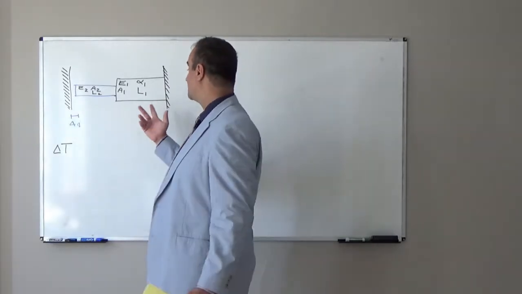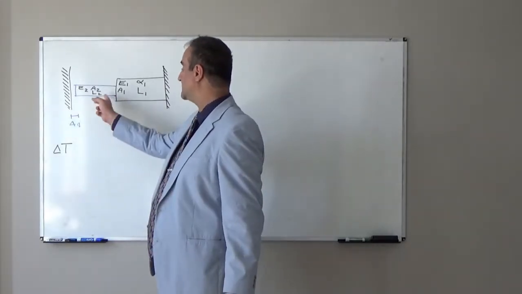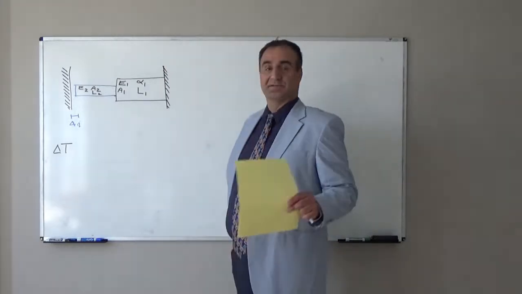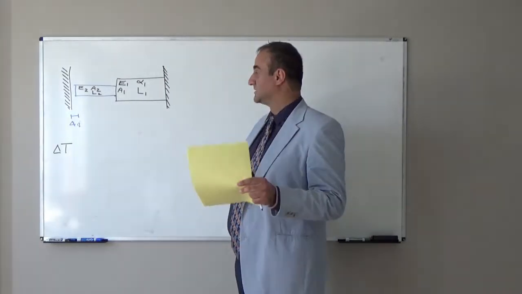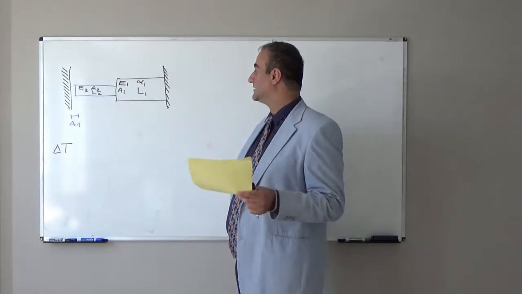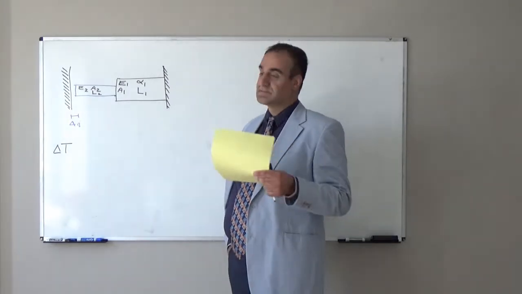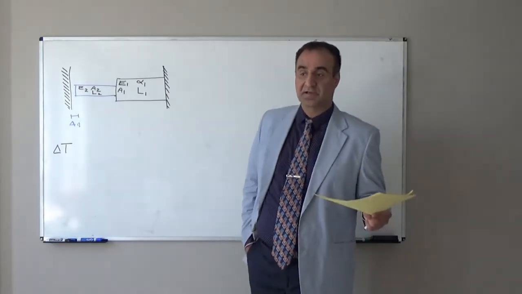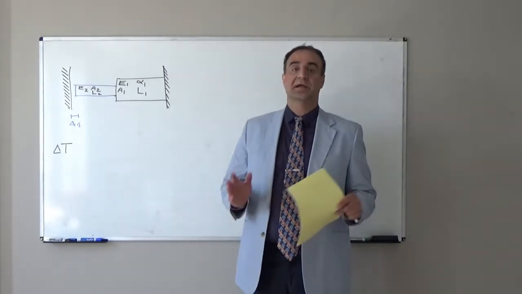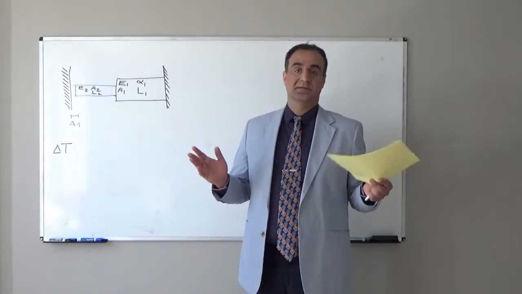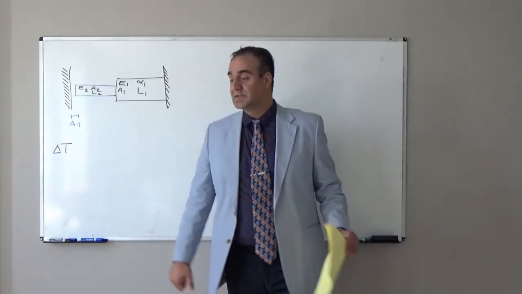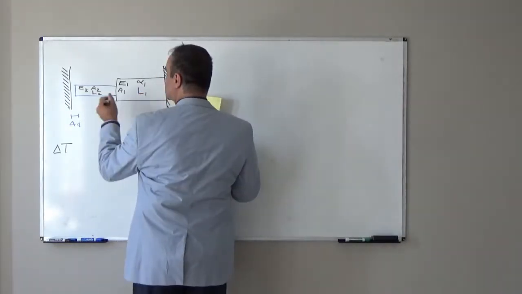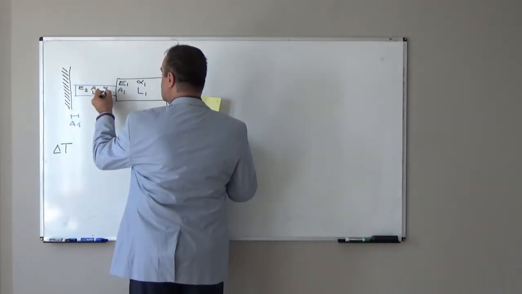So we have a composite rod, one part from one material and another part from another material. As a result, Young's modulus is not the same, it is different. Length, even in the general case, is different. And because it is a different material, for example one part is steel, another part is brass or copper, even the thermal coefficient of expansion is different. For this part it is alpha 1, for this part it is alpha 2.